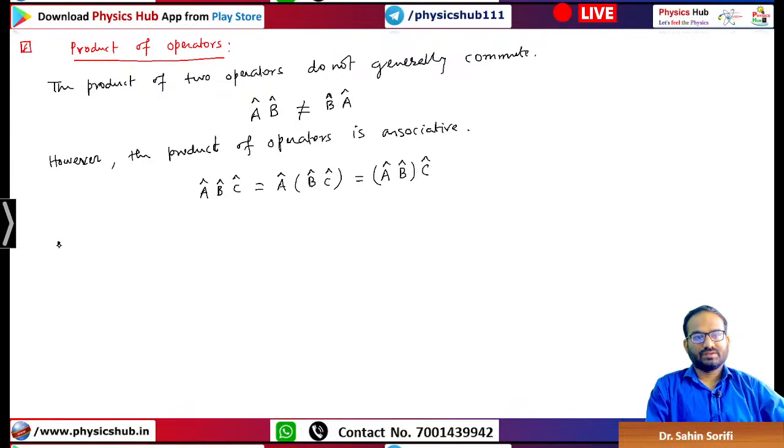Now let's say we have A to the power n and A to the power m. These are all operators. So we can write as usual A cap to the power n plus m.